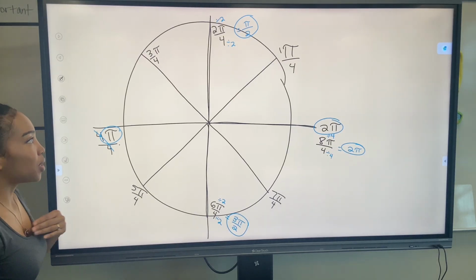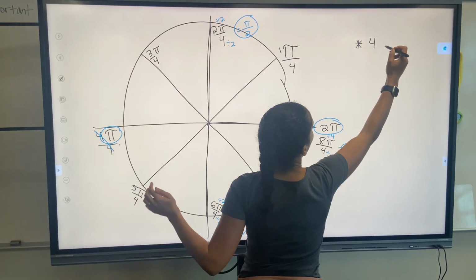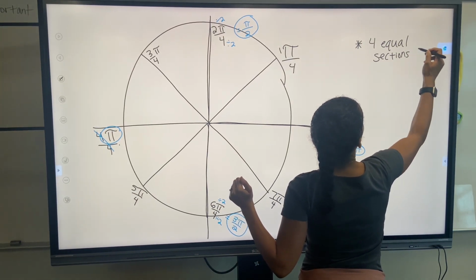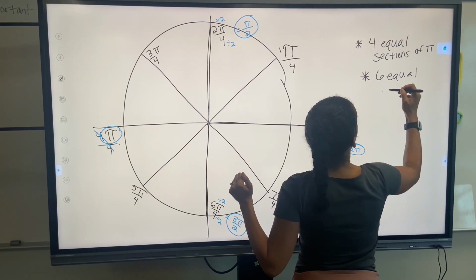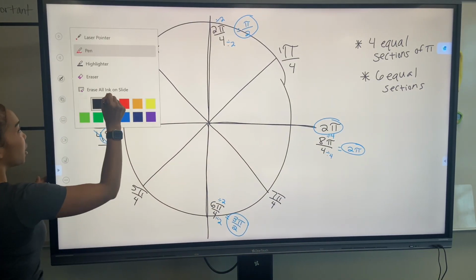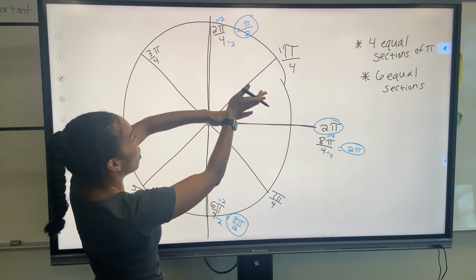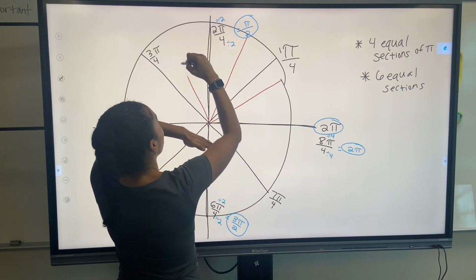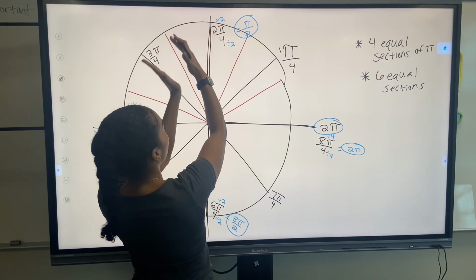All right, now I'm going to go through and do 6 sections of pi. First, I did 4 equal sections of pi. Now I'm going to go through and do 6 equal sections of pi, okay? So I'll do it in a different color so we can see it. I'm going to split pi into 6 equal parts. So here, 2, 3. Okay, so 1, 2, 3, 4, 5, 6.